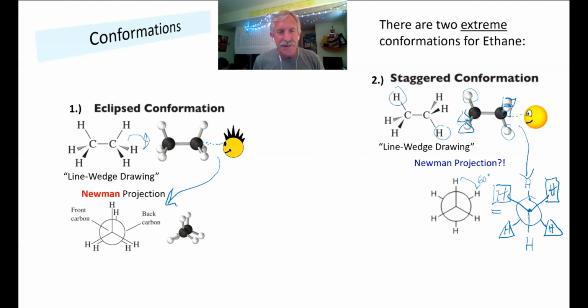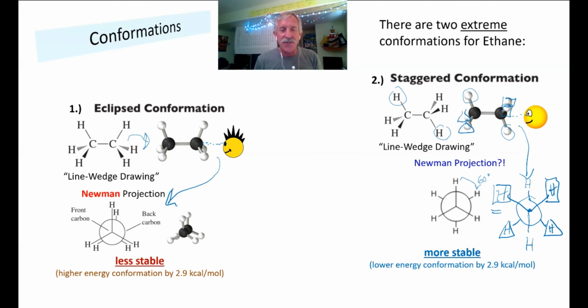How we doing? Okay? Bring your questions and your models to our study groups. This is very, very important. It's the easiest way to visualize as you're starting to get this. So this staggered conformation is more stable by 2.9 kilocalories per mole. The other one, eclipsed, is awful by 2.9 kilocalories per mole.